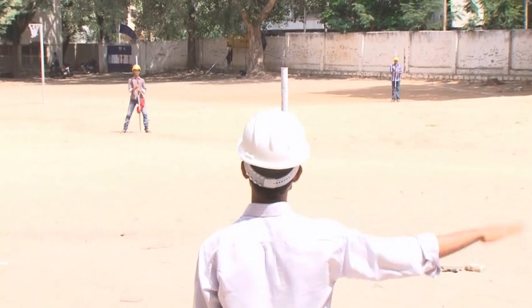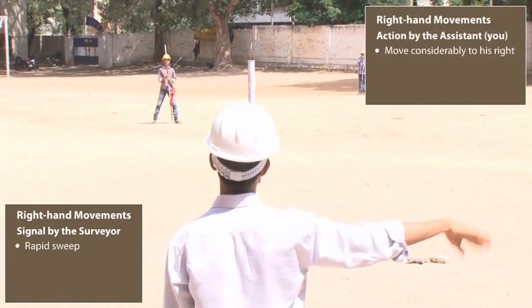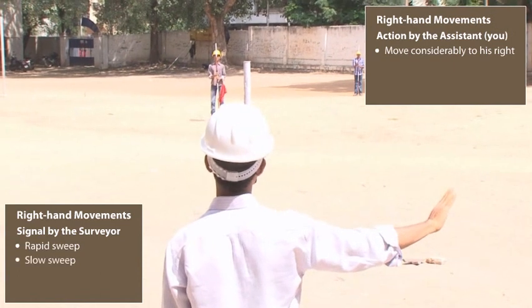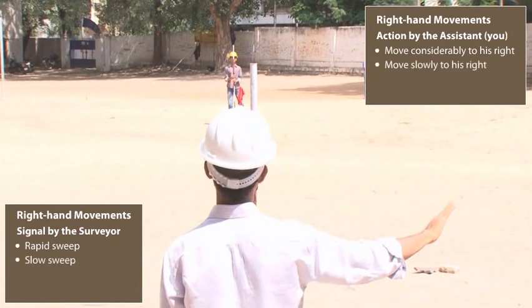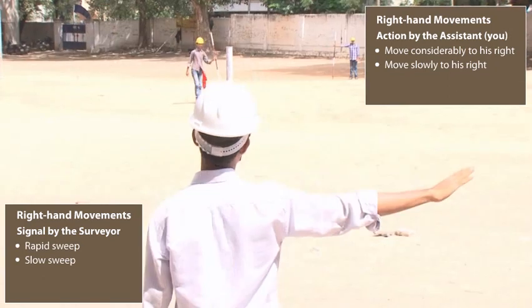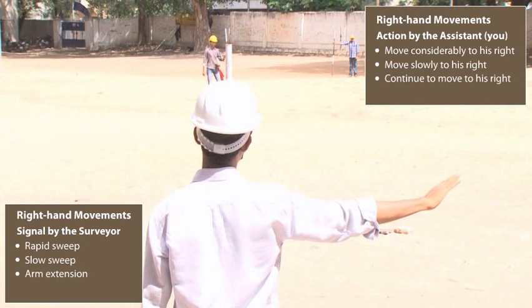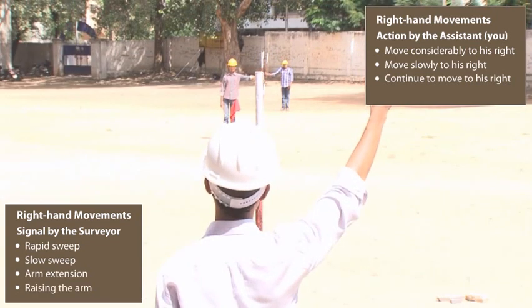When the surveyor does a rapid sweep with his right hand, move considerably to his right. When the surveyor does a slow sweep with his right, move slowly to his right. When the surveyor extends his right arm, continue to move rightwards. When the surveyor raises his right arm up and moves it to the right, plumb the rod to the right.